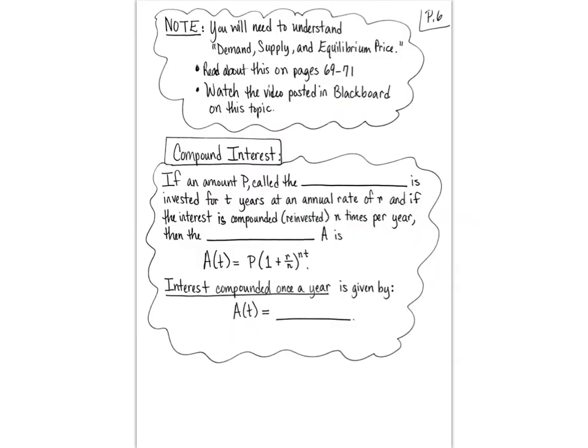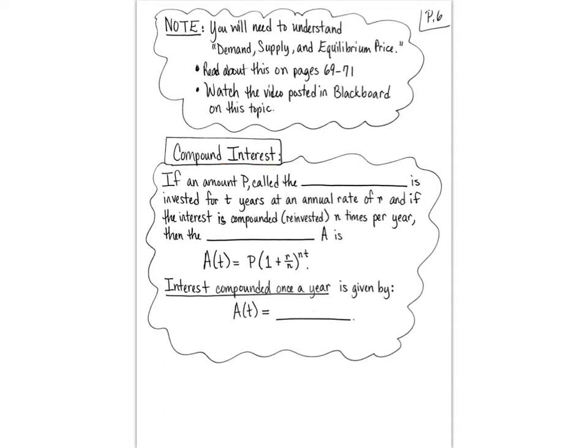Now, there's another concept that you need to make sure you understand, and it has the same idea as everything we've discussed so far. It's demand, supply, and equilibrium price. Make sure you read about this on pages 69 to 71 of your books, and watch the video that I posted in Blackboard, which provides an example on demand, supply, and equilibrium price. Now, let's go ahead and talk about compound interest.